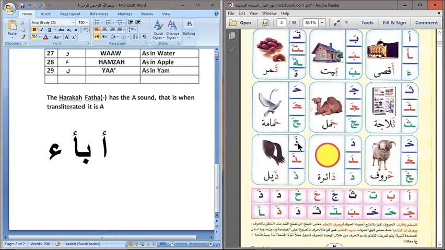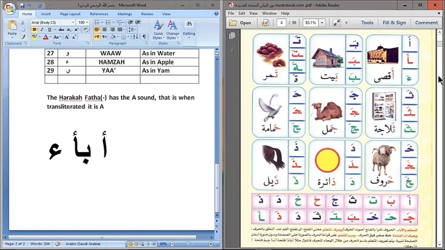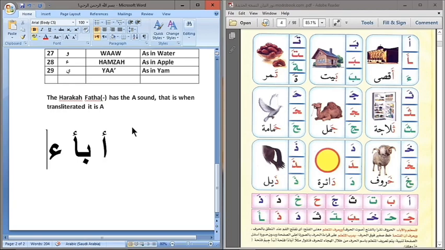And the next is Ba. Ba at the beginning looks like this. And if the Ba is in the middle, it will look like this. And if it is at the end of a word, it will look like this. Let's practicalize it. So Ba at the beginning will look like that, as they've explained to us. This is Ba.